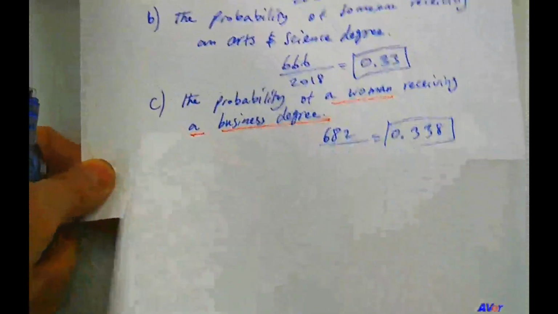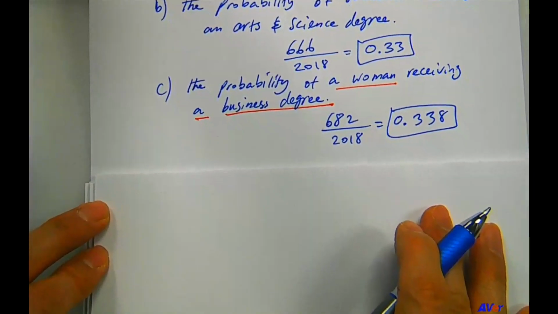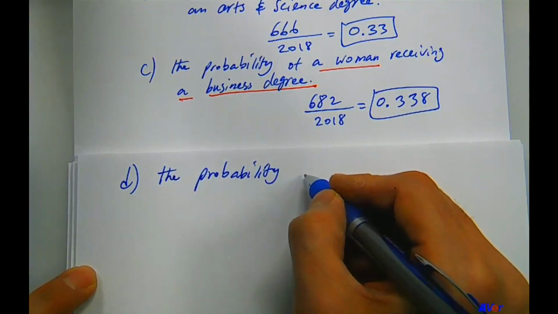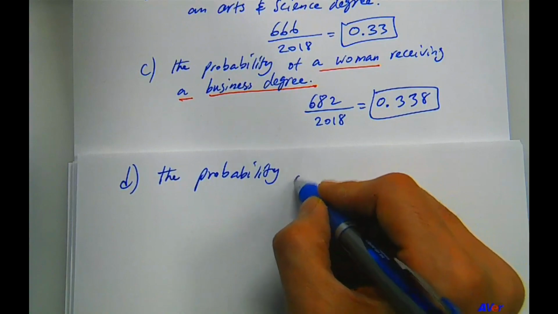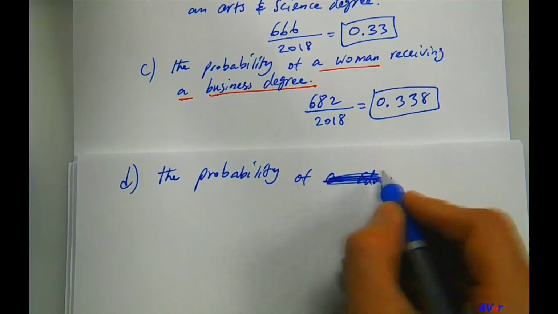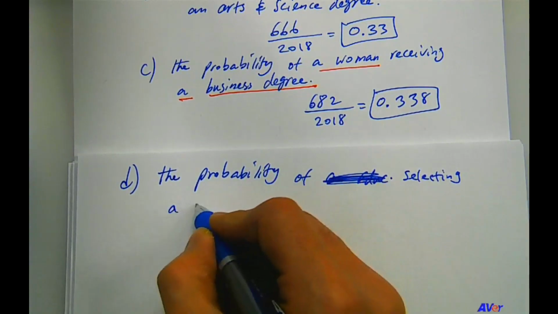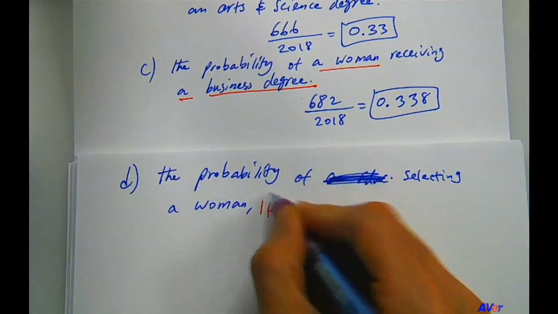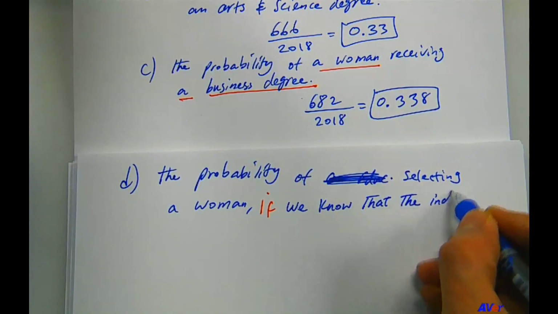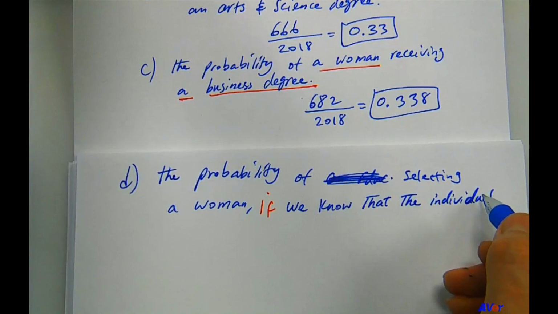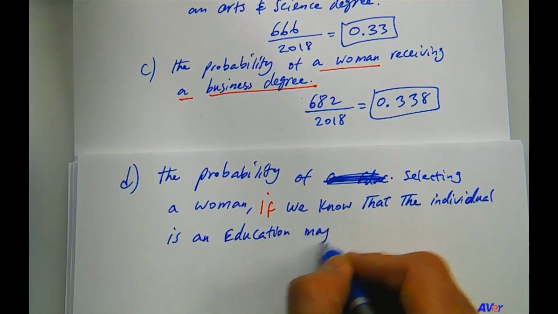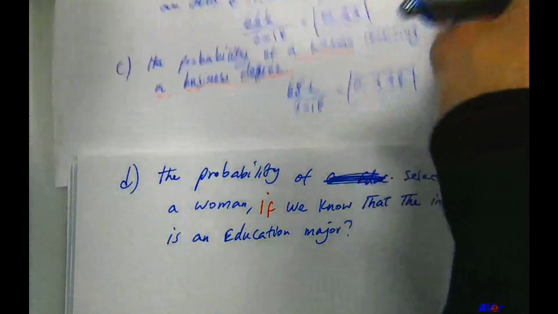Suppose now we want to calculate the probability of selecting a woman if we know that the individual is an education major.